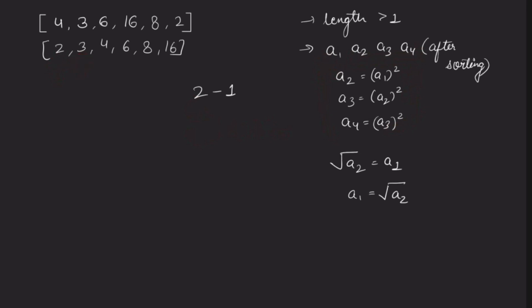Then if you come at 3, now again 3 is not a perfect square, right? Because the square root of 3 is also some decimal. That's why for 3 also, 3 can only be the first element in a subsequence.